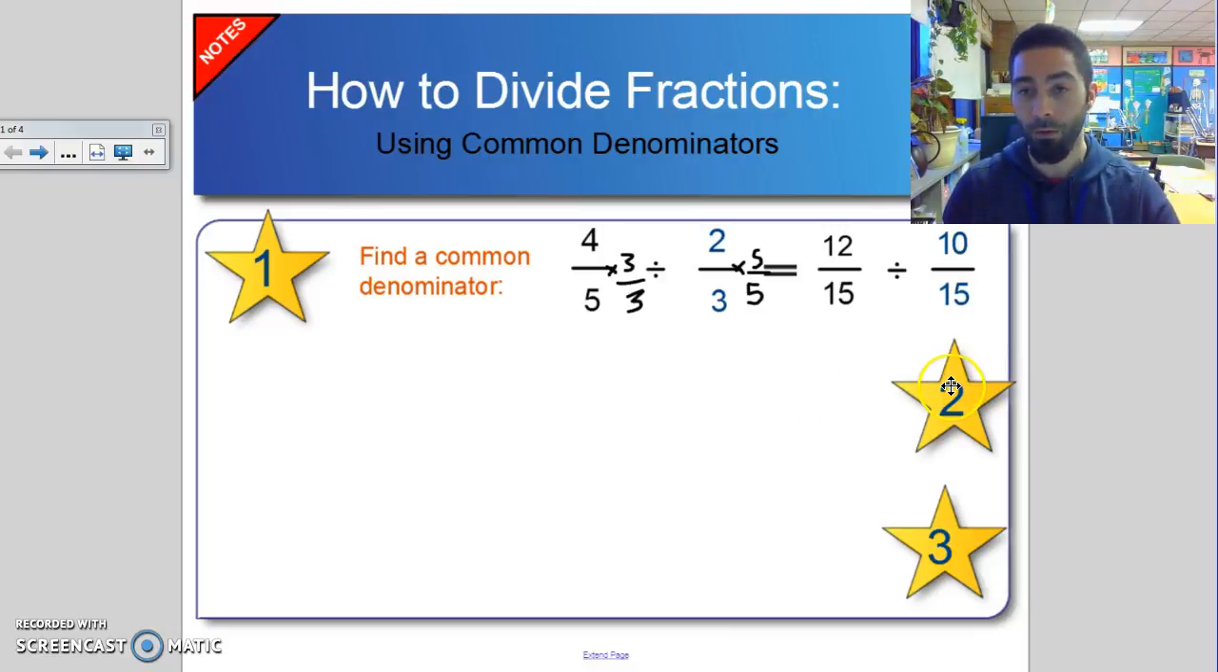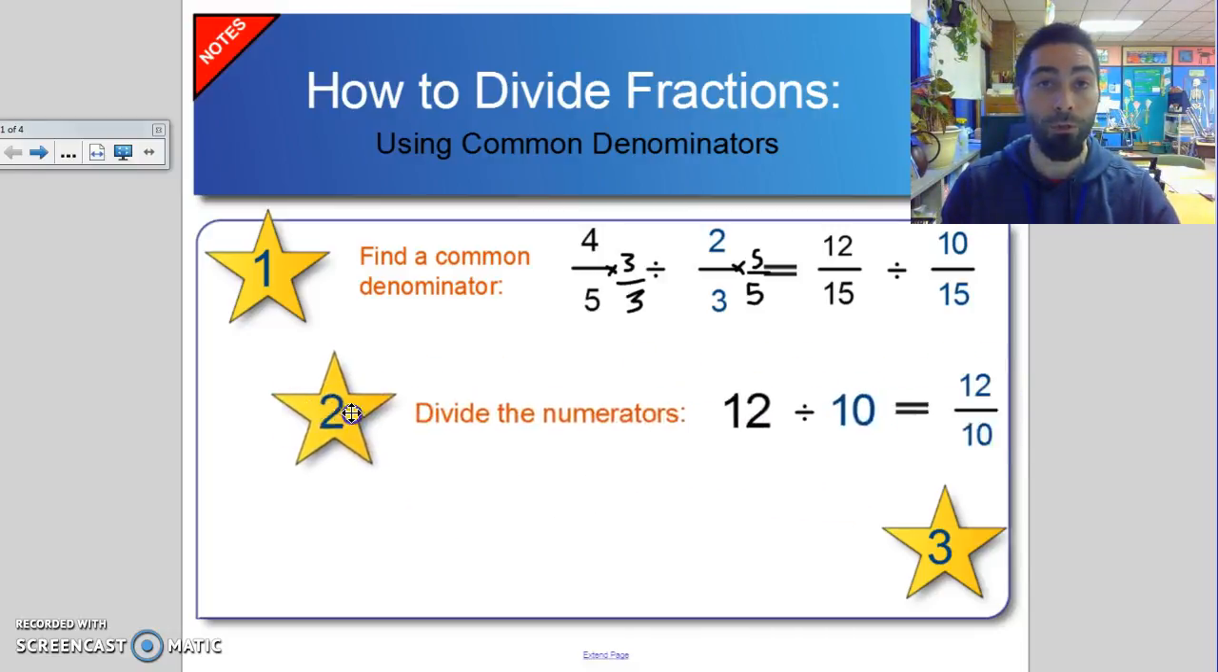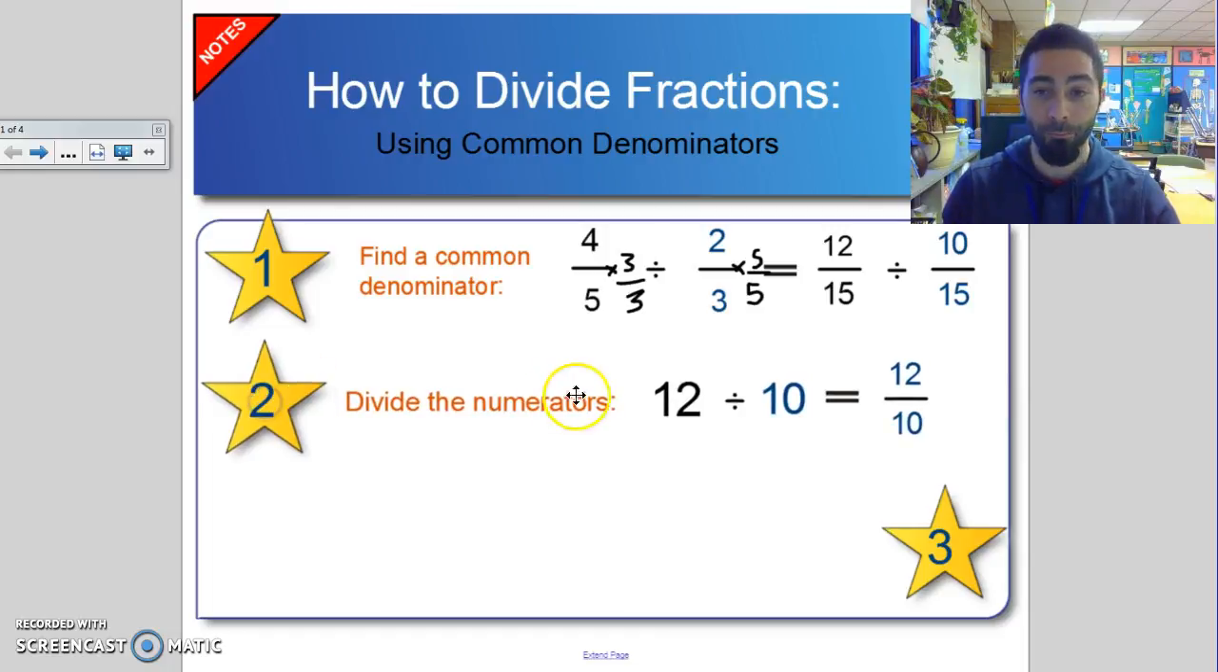Step 2. Now you're going to divide the numerators. Now, as you see here, it's 12 divided by 10, and it looks like whole numbers, but in reality, I took my numerator of 12 here, and I divided it by the numerator of 10 here, and there's a reason for that. Because once we get common denominators, now that they're the same size, we can just divide straight across, just like in multiplication. Except now we're dividing straight across. So in this case, it would be 12 divided by 10 and 15 divided by 15.